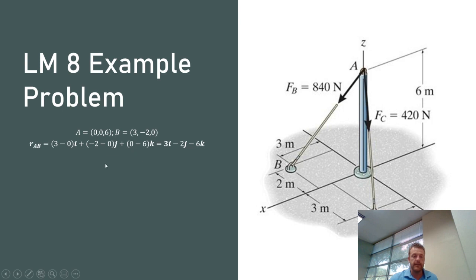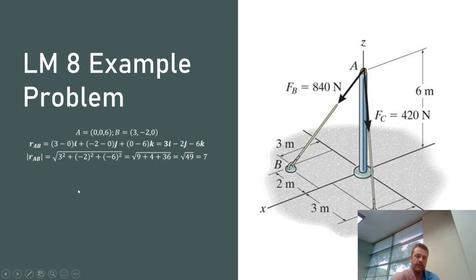So next, we just need to apply our definition of the position vector from A to B by taking the coordinates of B, subtracting the coordinates of A, and then taking each result and scaling it by the appropriate unit vector. That gives us 3i minus 2j minus 6k. And we can check that that is right by asking ourselves, okay, in order to go from A to B, do I move in the positive x direction? Yeah. Do I move in the negative y direction? Yeah. Do I move in the negative z direction or down? Yes. So do a sanity check at each point of the problem.